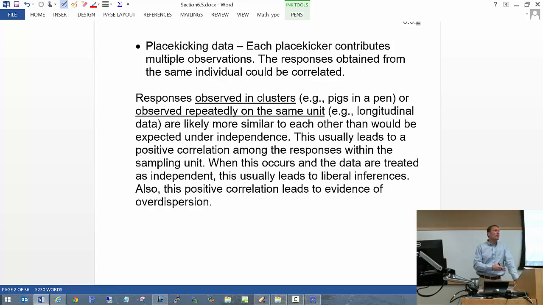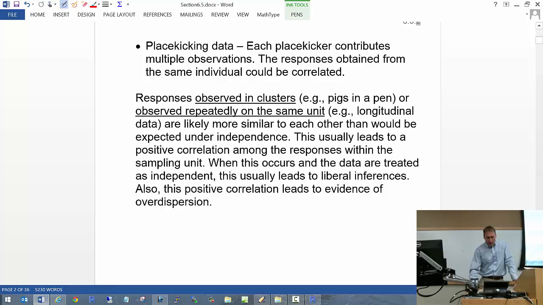And so because of that, you may think that there's some kind of dependence amongst what a particular placekicker did during their first attempt of the season, with their second attempt, with their third attempt, and so on. So there's that possible dependence that occurs there, and you might want to be able to account for it. So far we haven't talked about it. We will talk about it in this particular section. And in the end, we'll see that there really wasn't sufficient evidence to indicate that we needed to account for it.